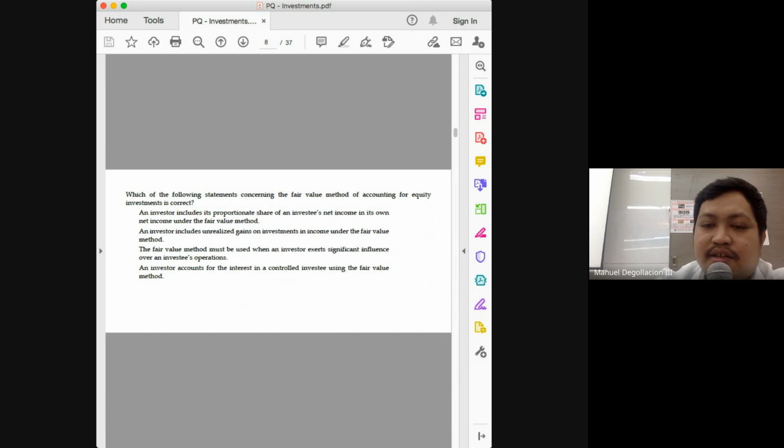Okay. Next, letter C, the fair value method must be used when an investor exerts significant influence. No. If you exert significant influence, what method are you going to use? You will use the equity method. Letter D, an investor accounts for the interest in a controlled investee using the fair value method. Again, that is false. If you have control, you will now be using consolidation, class. You will not be using the equity method. You will not be using the fair value method. Okay. So again, the answer here is letter B.